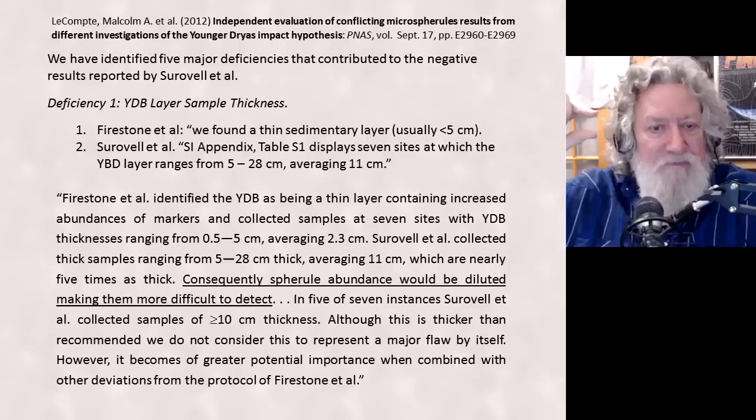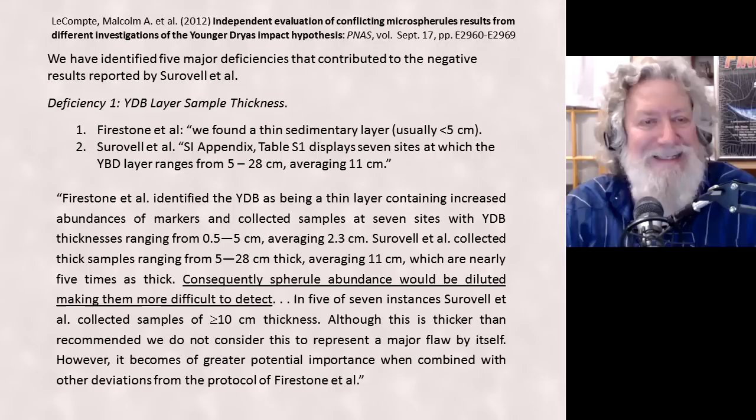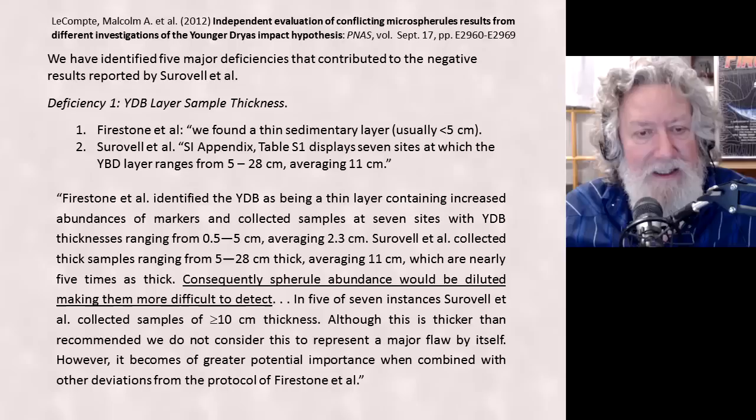Surovell collected samples ranging up to 28 centimeters. So their samples were almost a foot. So the Firestone team sampled a layer only an inch thick, Surovell up to nearly a foot thick. Hmm. Now, if you're looking for that needle in the haystack, you see what happens when suddenly your sample base is 11 or 12 times more material that you've got to look into to find. So as they say, consequently, spheral abundance would be diluted, making them more difficult to detect.